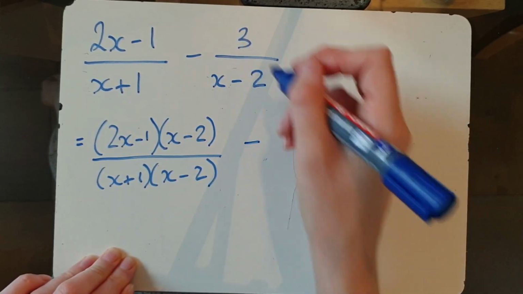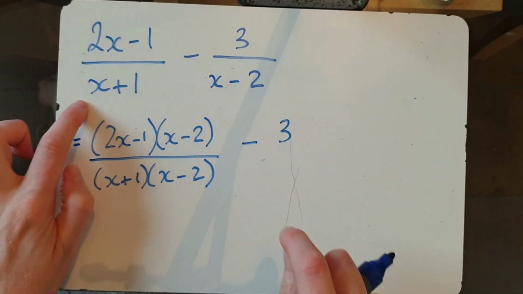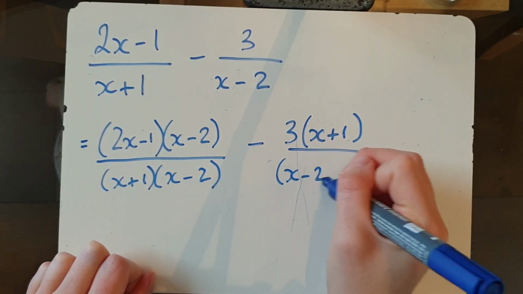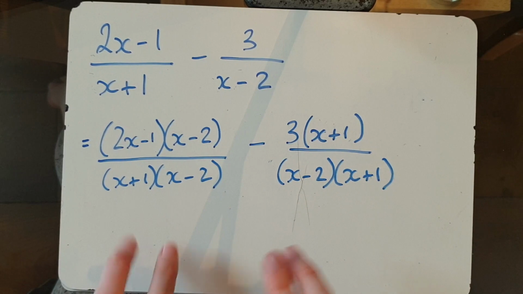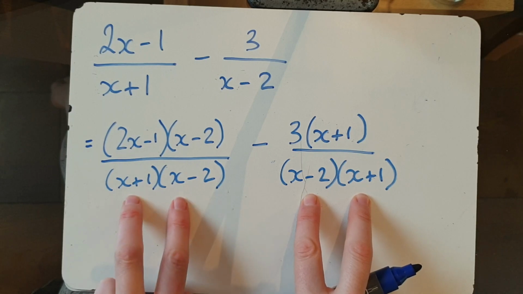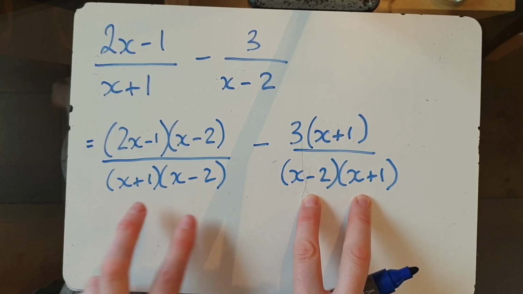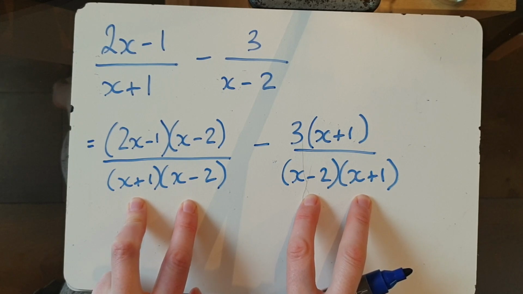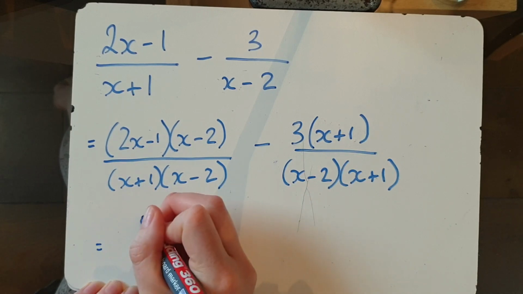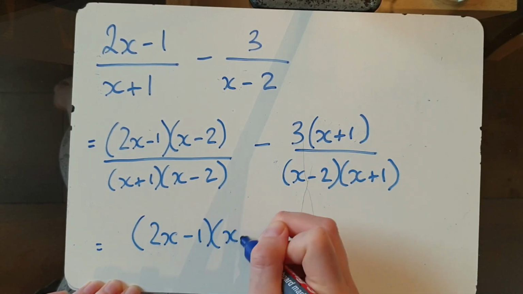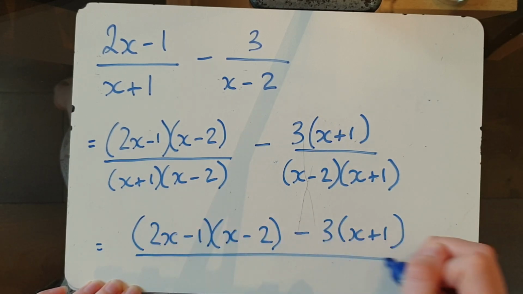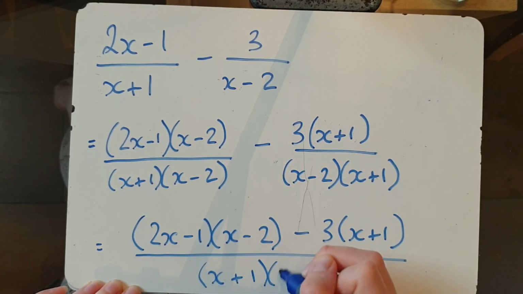And then I'm going to subtract 3, and this time I'm multiplying this by this denominator, so (3x plus 1) over (x minus 2)(x plus 1). And you can see the denominators are the same. The brackets are not in the same order, but multiplication is commutative, so we could swap them round. They have the same denominator. So if I put this over one denominator, I will have (2x minus 1)(x minus 2) minus 3(x plus 1), all over (x plus 1)(x minus 2).